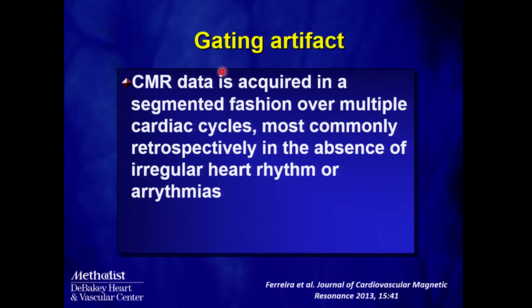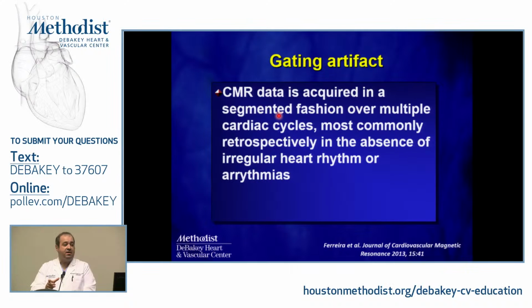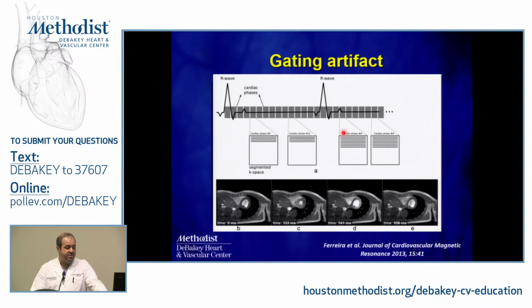Now, gating artifact. We know that CMR data is acquired in what we call a segmented fashion. What does this mean? Meaning that the data is not acquired over a single cardiac cycle, but over multiple cardiac cycles. The most common mode of gating is retrospective gating in the absence of irregular heart rhythm or arrhythmias. So this should show it nicely here. You have an R wave and an R wave, and notice how we create bins between the RR interval. With every phase, we start sampling lines of data. This is what we call the k-space lines. And with every acquisition, we create volumes.